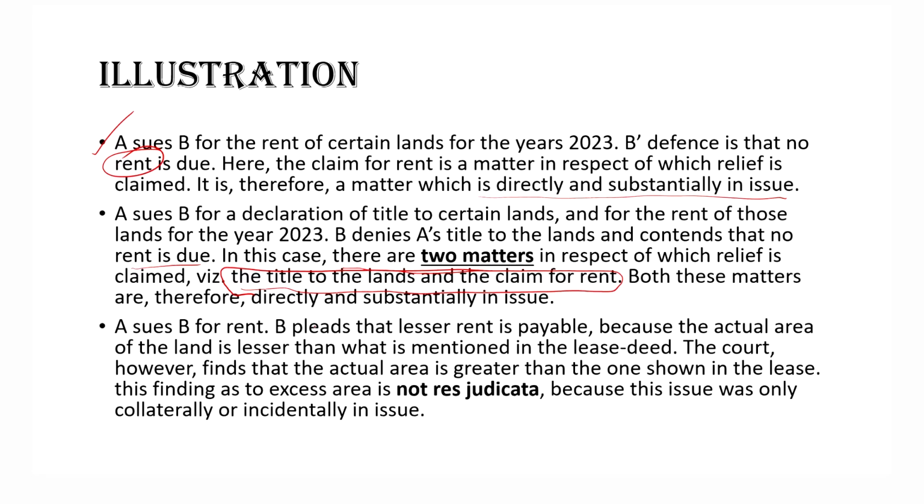A sues B for rent, B pleads that lesser rent is payable because the actual area of the land is lesser than what is mentioned in the lease deed. The court however finds that the actual area is greater than the one shown in the lease. This finding as to excess area, see this one, the pleading was of lesser area and the finding is of excess area, and on the excess area there is no res judicata because the issue was only collaterally or incidentally in issue. Got my point? So, this is what you have to understand.